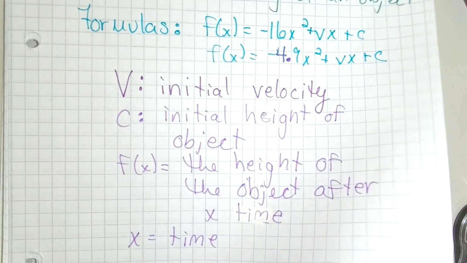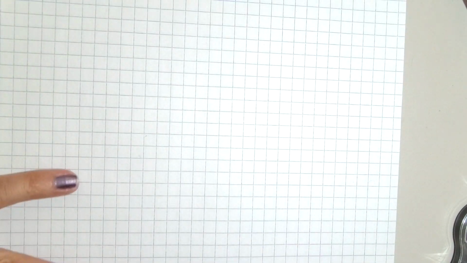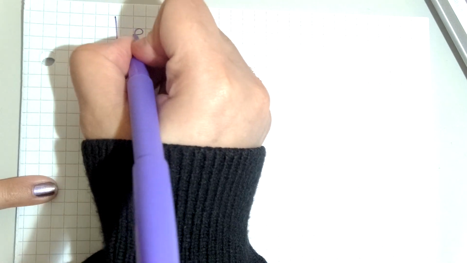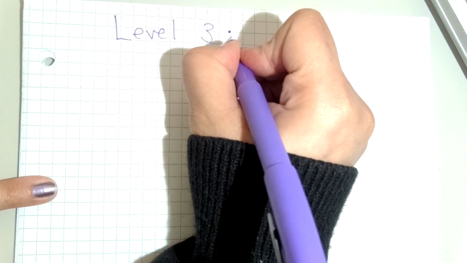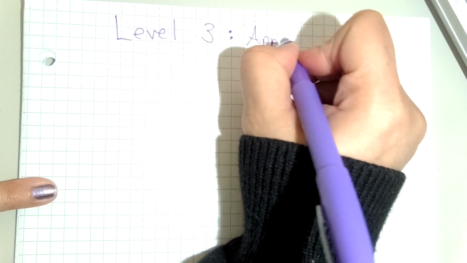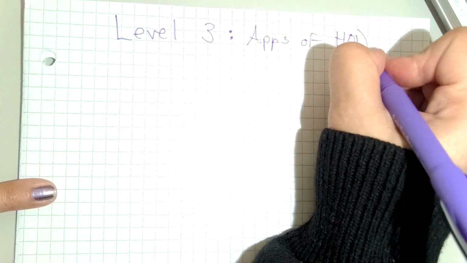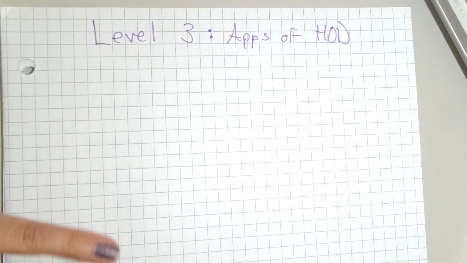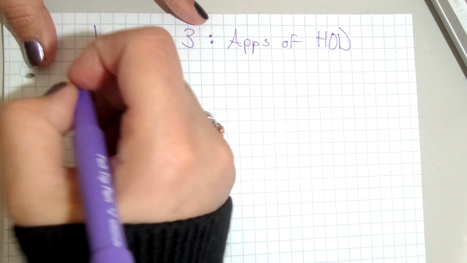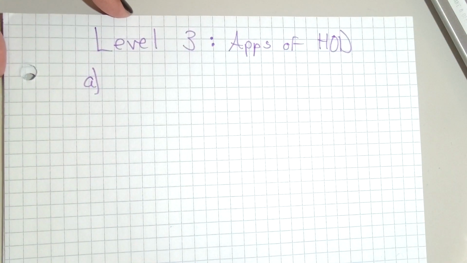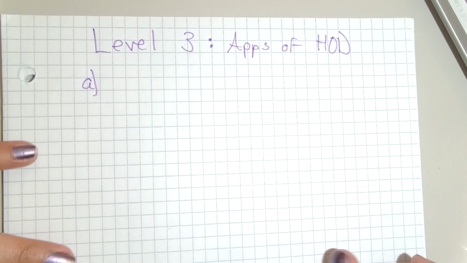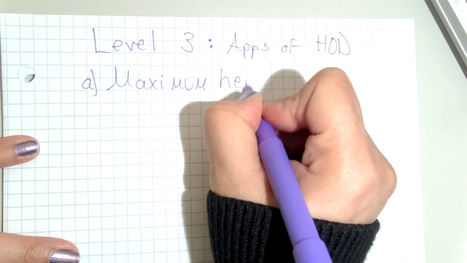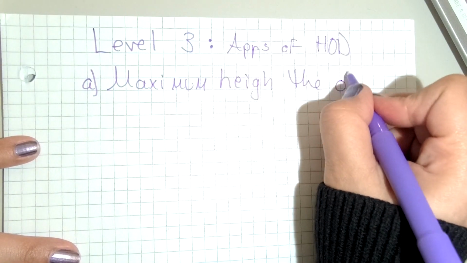Everybody else done? Okay. So for level 3, it's going to be different, applications of higher order derivatives. For level 3, it's different because you're going to need to find different things. The first thing you're going to need to find is the maximum height the object is in the air.